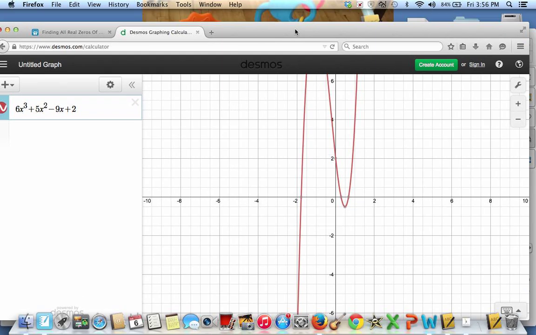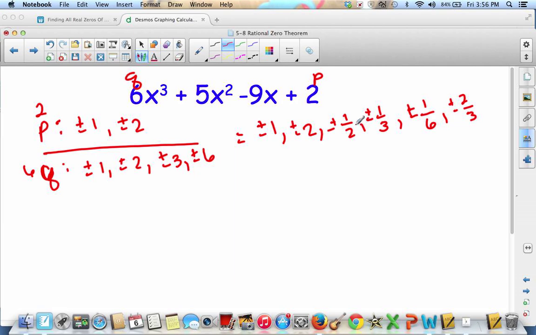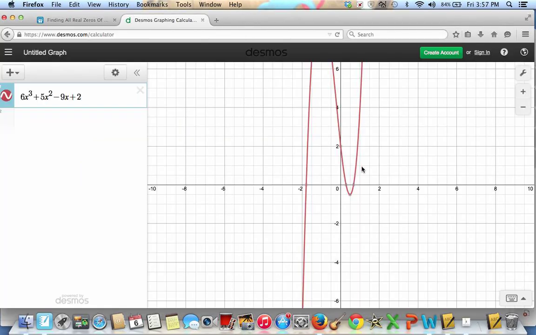So it looks like all of our fractions were in between 1, right? Half, third, sixth, and 2/3. In between 0 and 1 or 0 and -1. So let's look at our graph. So it looks like it has to be somewhere in here.